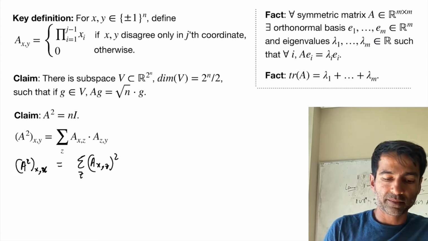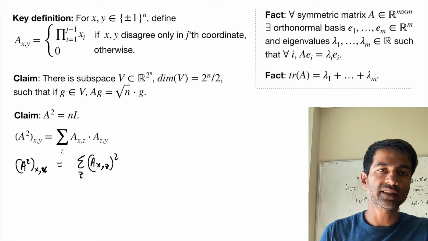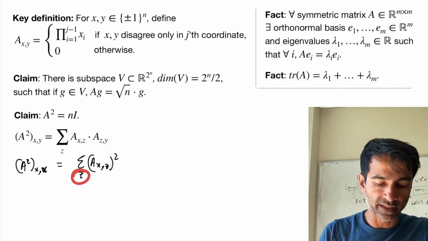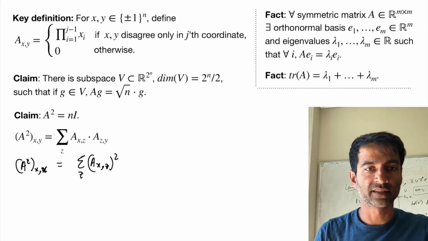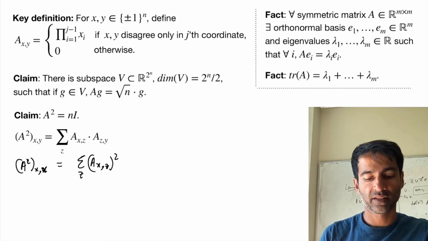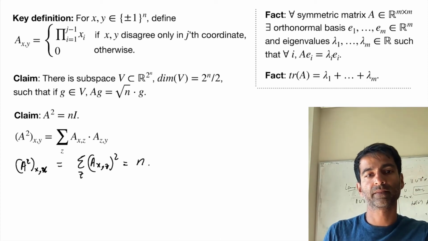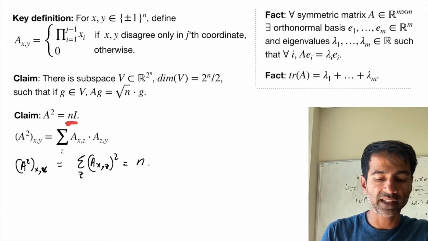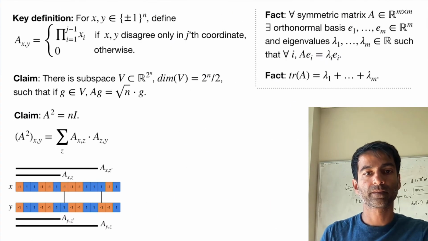But now, because the entries in A are 0 unless x and y are adjacent, at distance 1, you see that there are exactly n values of z that contribute to the sum. Namely, the values of z that are adjacent to x. And each of those contributes exactly 1. So this sum is equal to n. Okay, so that establishes that the diagonal entries of A squared are n. And now we just need to prove that the off-diagonal entries are 0. So that's what we'll do next.